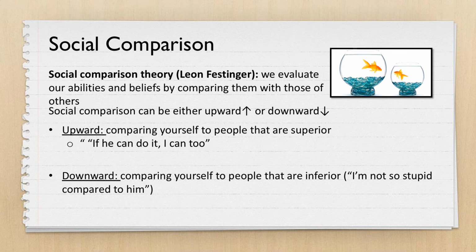We may conclude that, I'm not dumb, he's just incredibly smart. With downward social comparison, we can boost our self-esteem by feeling superior to people who are less competent than we are.